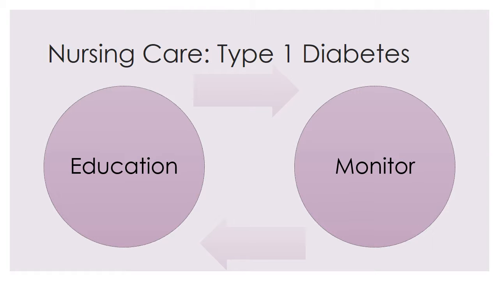If they're in the hospital, you're going to monitor blood sugars, the hemoglobin A1C, the intake and output. You're going to watch their hydration. You're going to promote nutrition. You're going to monitor electrolytes. So look at your nursing care plan on page 1484 and 1485 of your textbook.